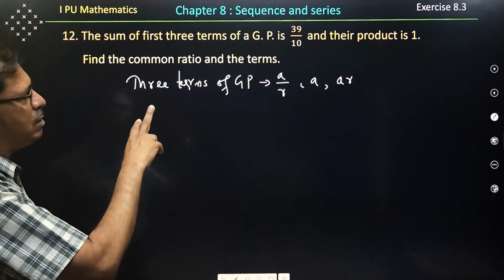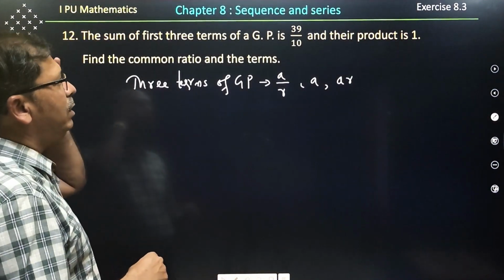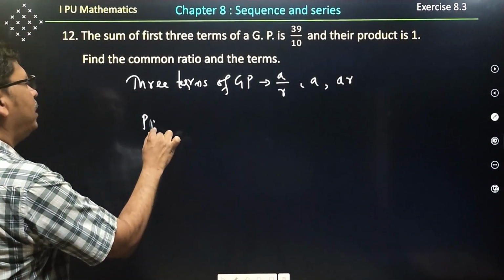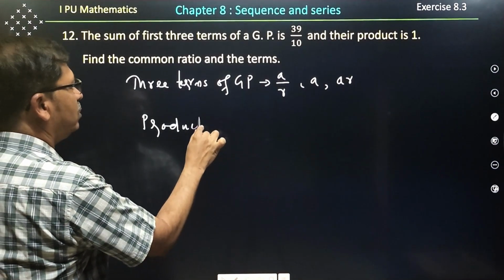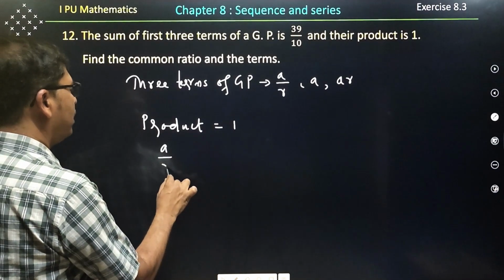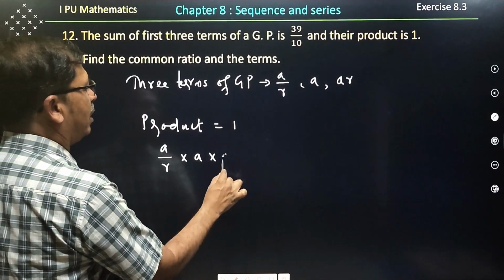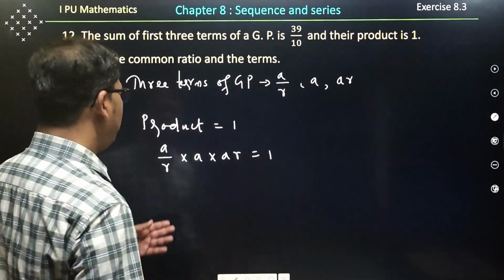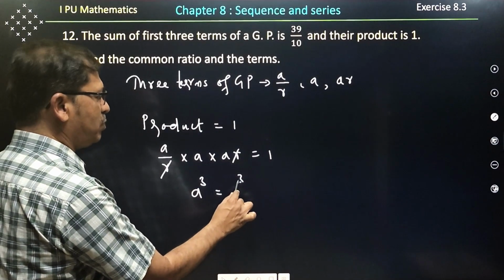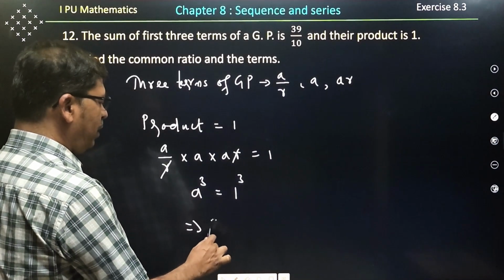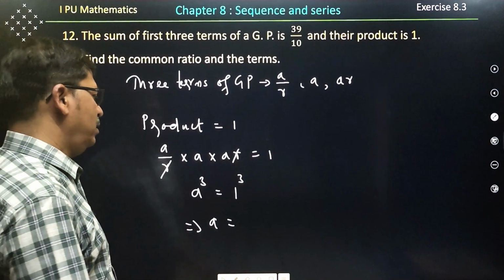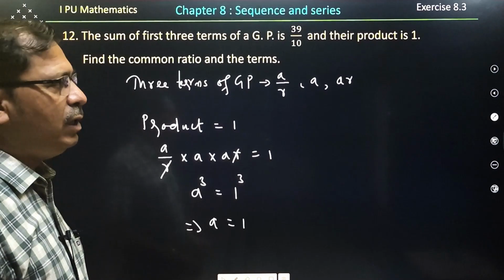It is given that the sum is 39 by 10 and the product is 1 here. Use the link of product first here. Product of the 3 terms is equal to what they have given, 1. So the first term is A by R, the second term is A, the third term is AR. Now in the course of simplification, R and R cancel. A cube remains here. A cube is equal to 1. 1 can be written as 1 cube. So what is the value of A? Come on, tell me. What is the value of A? 1. 1 is the value of A. We got the value 1 here.